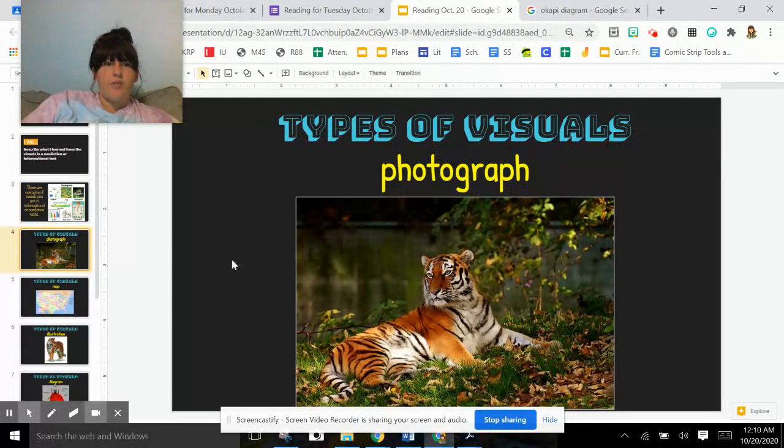Here's another example of a photograph of a tiger, but a photograph can be a photograph of any animal, a place, a person, as long as it's a real life picture that somebody took with some sort of camera. A very pretty picture of a lion or a tiger.